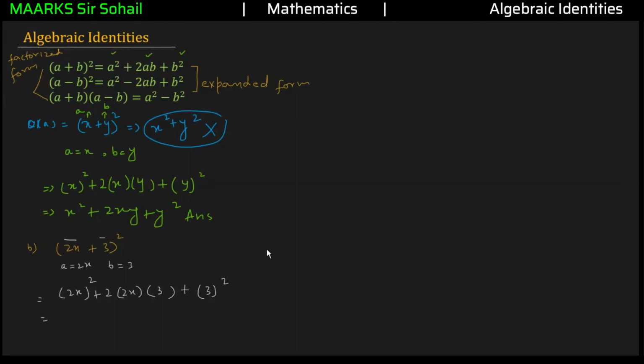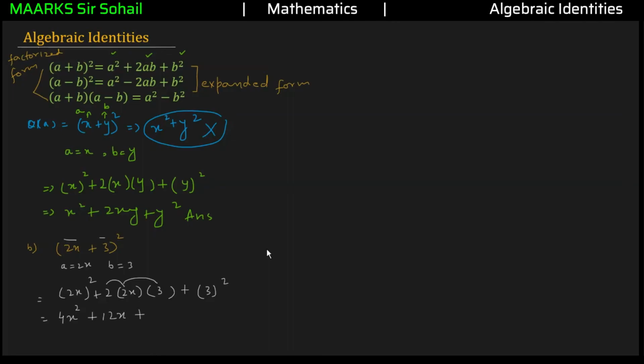Now again, a common mistake which students often make is they write it as 4x. They make 2 square as 4. 2 square means 2 multiplied by 2, so 4, but they do not put a square on x, so they get the wrong answer. So make sure you put a square here, then plus sign 2. Now 2 will multiply with 2 and then it will multiply with 3. So 2 2s are 4 and 4 3s are 12. And obviously this is x, a variable, so we'll write it together.